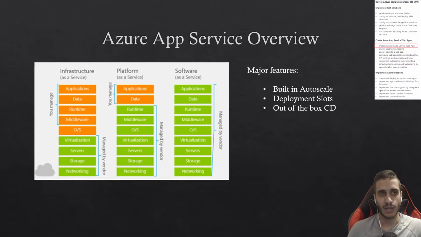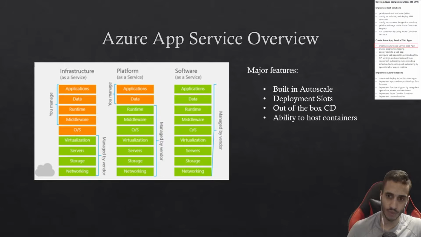Next, you have out-of-the-box continuous deployment, short for CD. So you can hook your Azure App Service resource into a source control repository like GitHub, Bitbucket, Azure DevOps, etc. And you just get out-of-the-box continuous deployment with really no effort from your side. Lastly, you also have the ability to host containers on Azure App Service.